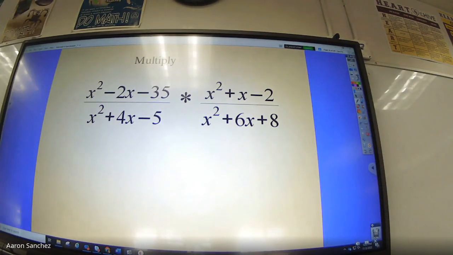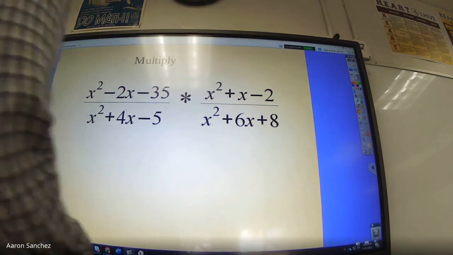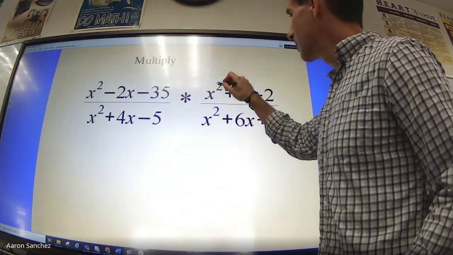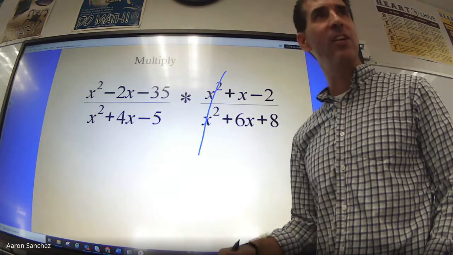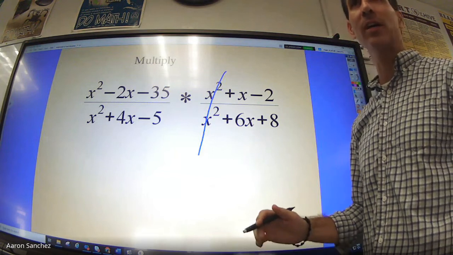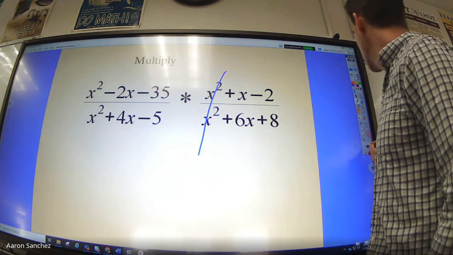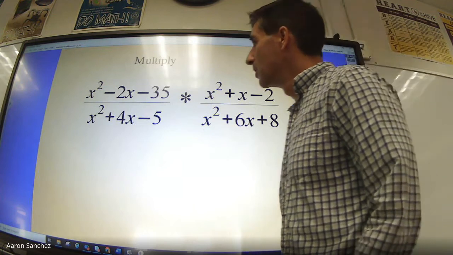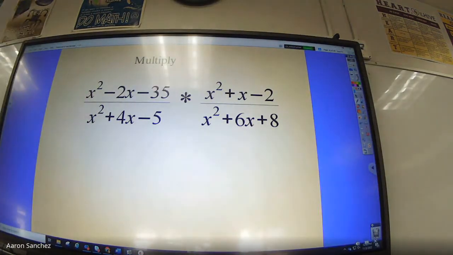This is easy if you're good at factoring. If you're not good at factoring, it's a pain. You can't just cross out the x squareds. Do not do it. I'll give you a second to write it. Then I'm going to start factoring the heck out of this thing.